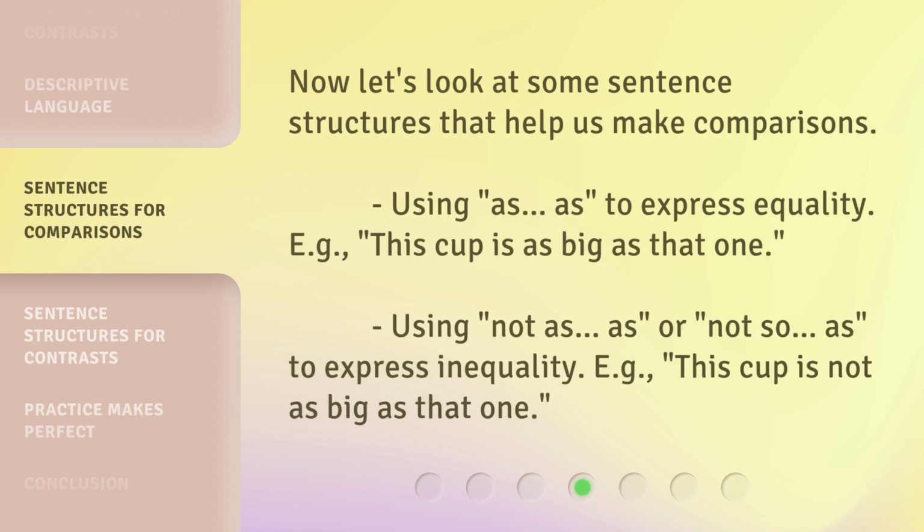Now let's look at some sentence structures that help us make comparisons. Using as to express equality. E.g., this cup is as big as that one. Using not as or not so as to express inequality. E.g., this cup is not as big as that one.